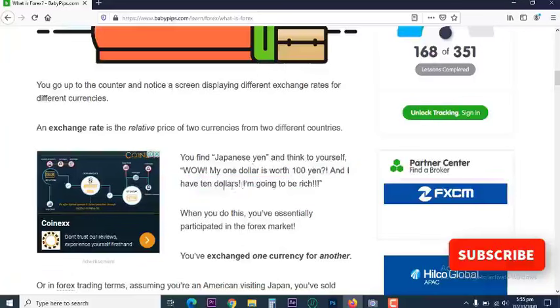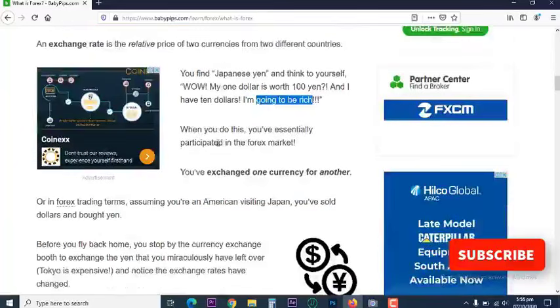And you have $10, and you're like, wow, I'm going to be rich, super rich. Back in the United States, $10 can give you maybe a cup of Starbucks, or maybe two. But in Japan, they're telling you they give you 100 yen for a dollar, and it can buy you way more than that. So when you exchange your US dollar for the Japanese yen, what you have engaged in is foreign exchange.